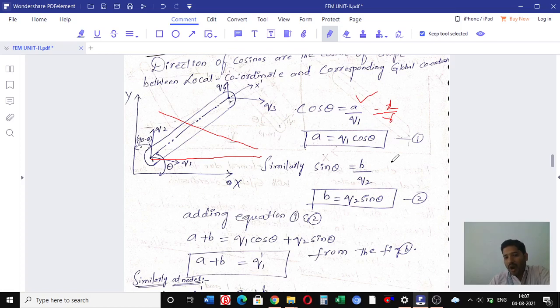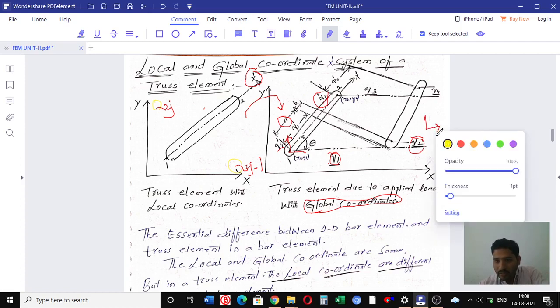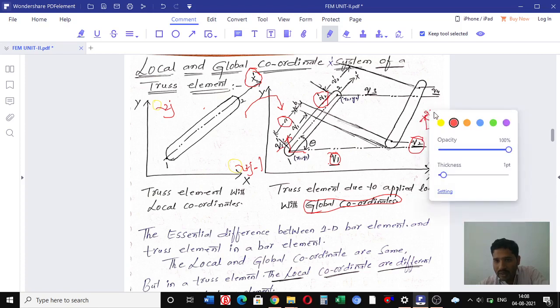Similarly, if you want to find the b value, because b is acting in the vertical direction, let us see over here. This is the b part. So cos theta is equal to b by q2. We can say that because q1 is in the horizontal direction and q2 is in the vertical direction, as I already told you.